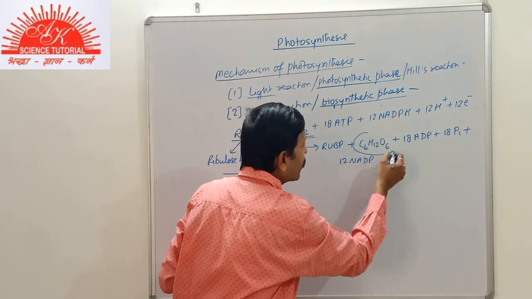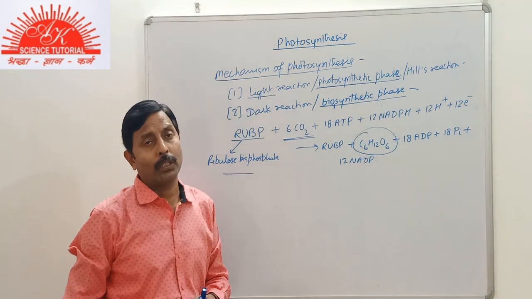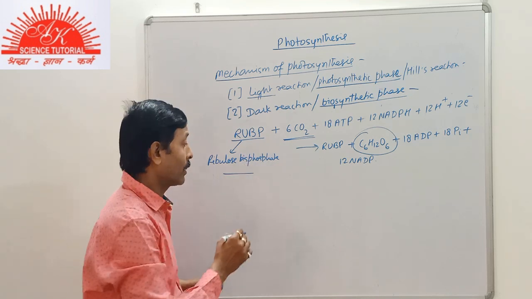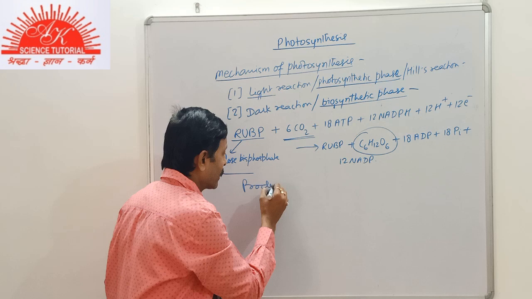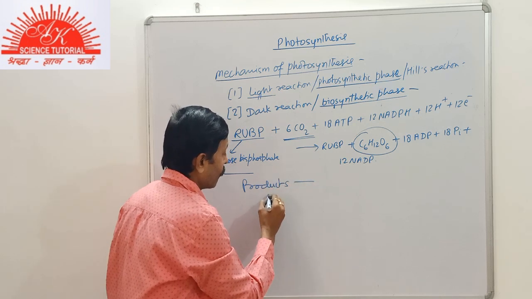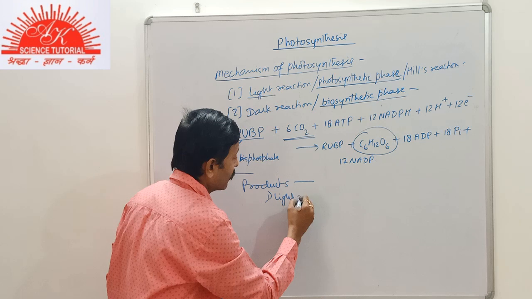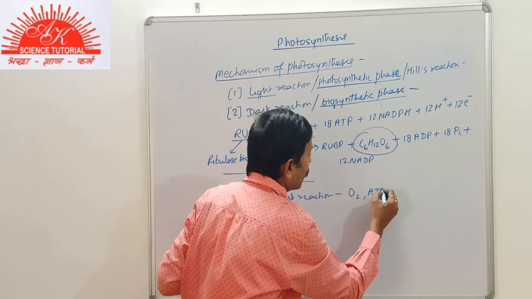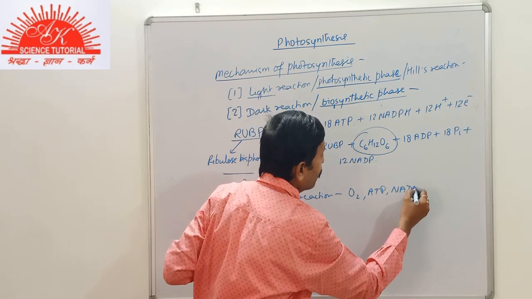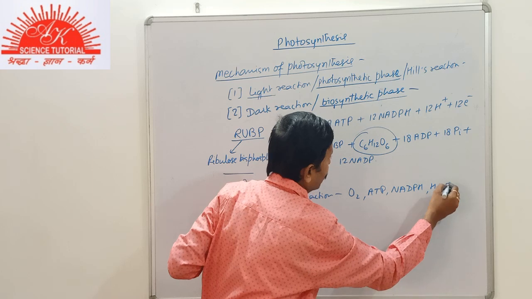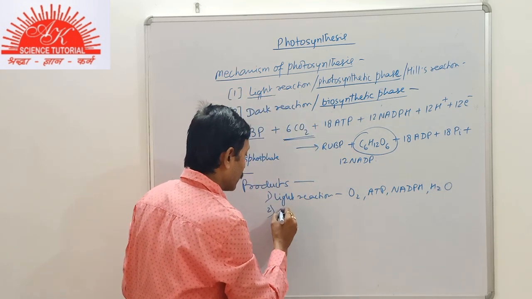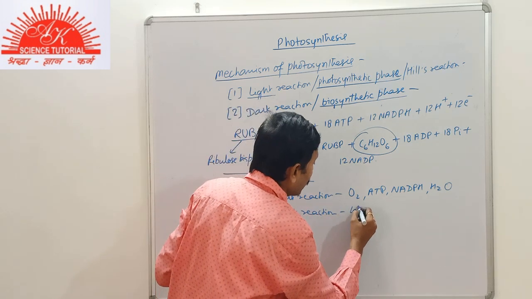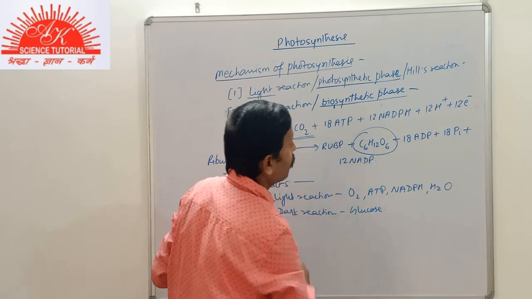So the final product of photosynthesis is glucose. Now students, this was all about the mechanism of photosynthesis. So what are the products of photosynthesis? Products: light reaction, it was oxygen, ATP, NADPH and water. Dark reaction, mainly glucose.